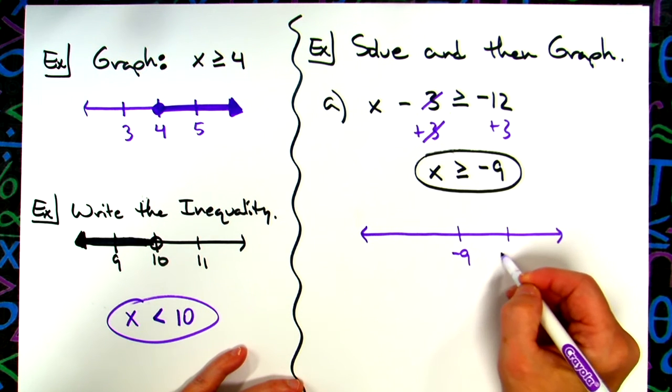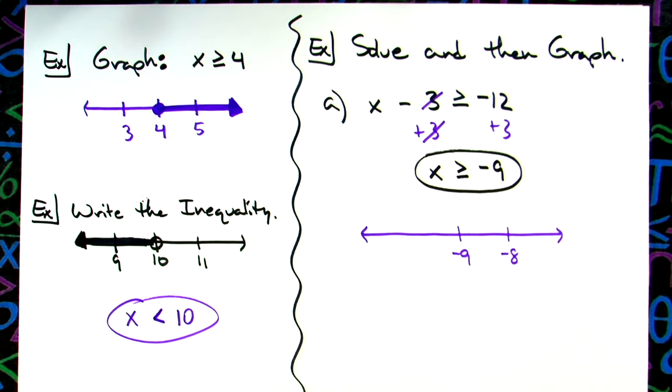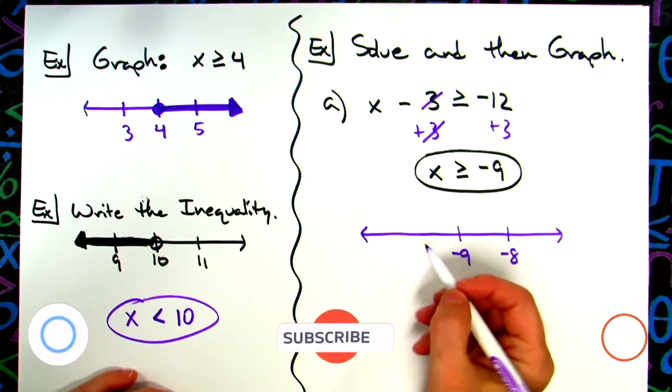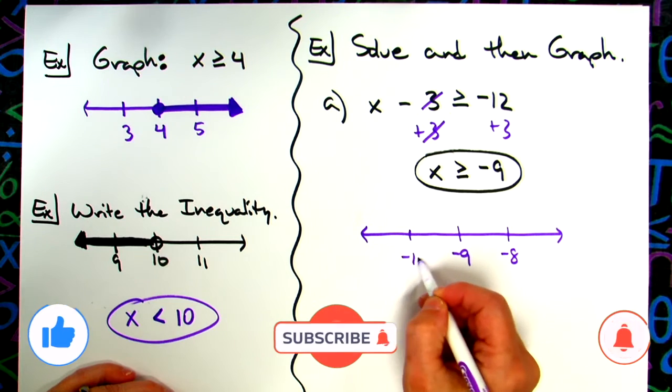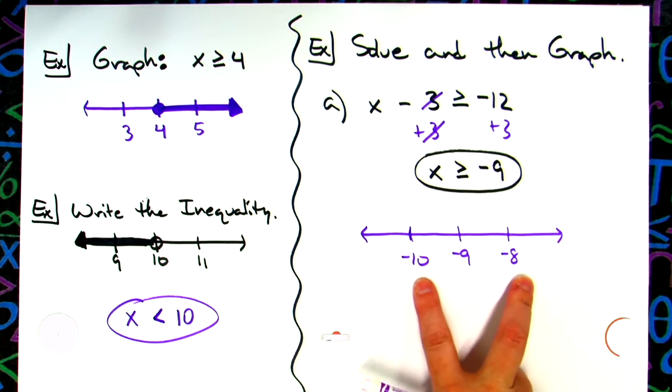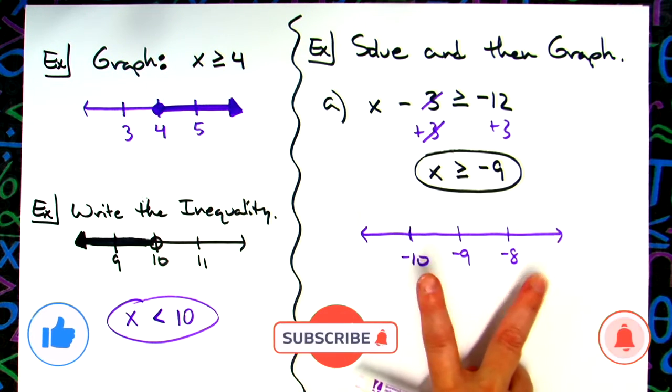Ooh, -8, because we've got to get bigger when we go to the right and smaller when we go to the left. So that makes a -10 here. All right, I will check those two numbers. You've got to make sure you put the numbers on the right side.